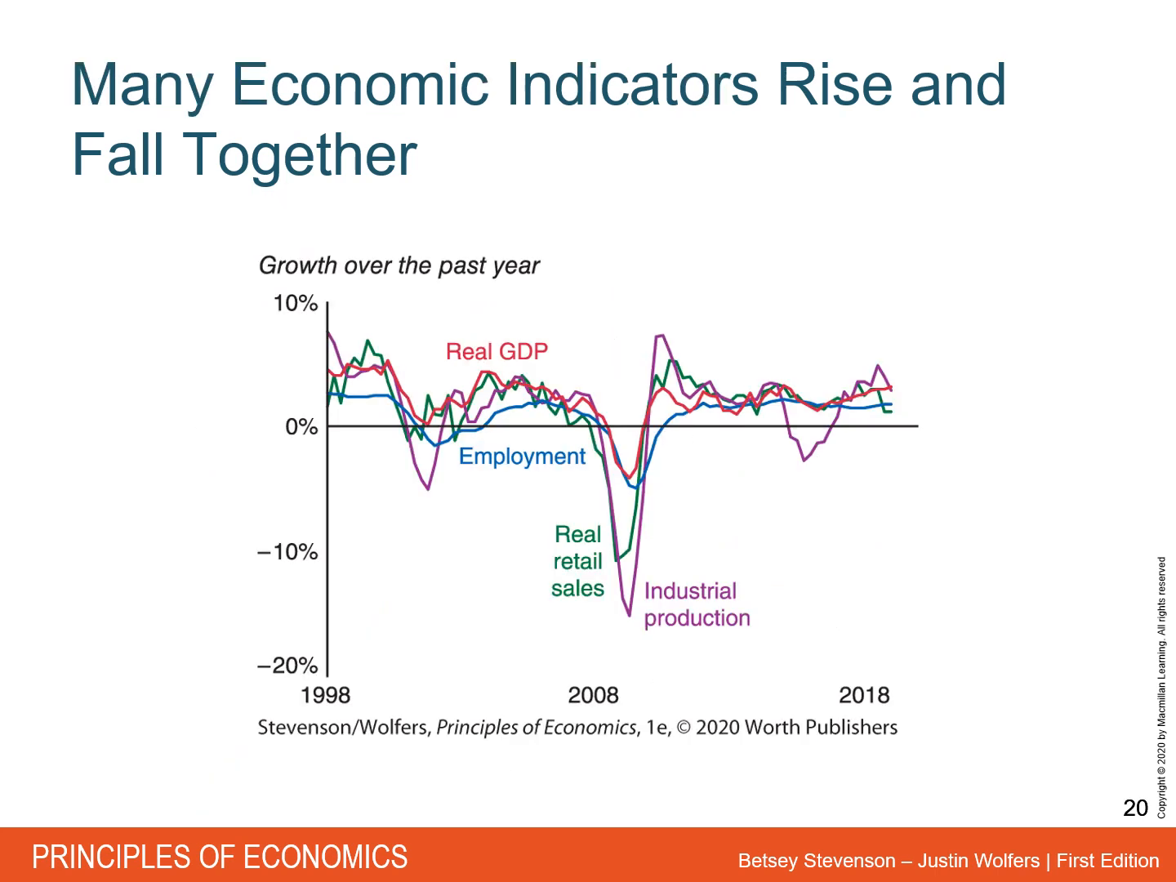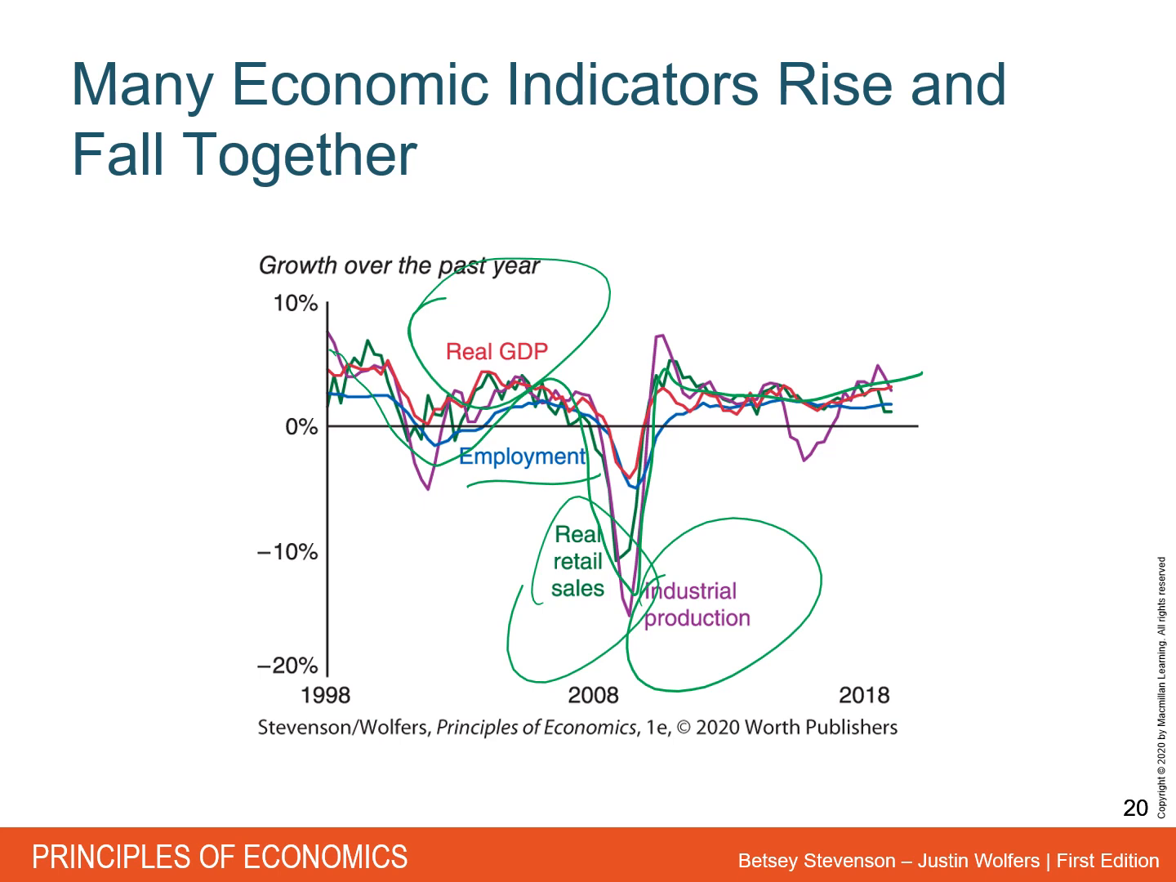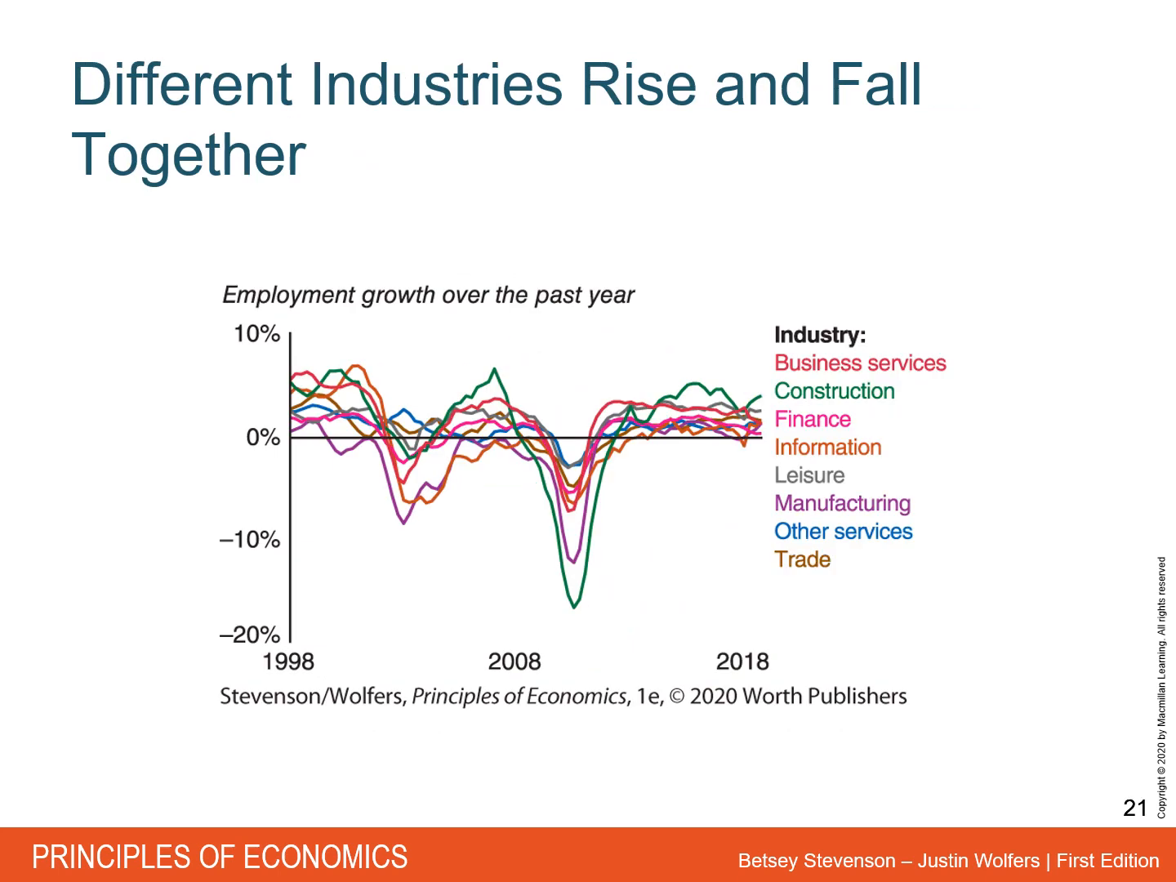Okay. All right, and then if you compare some of the measurements together, they are going hand in hand. So compare our real GDP, employment, retail sales, industrial production. You see how they all follow the same trend, right? So for most of the measurements in the economy, they all tend to follow the same trend. More measurements, so look at different industries. So business, construction, finance, information, leisure, trade, other services, again, they tend to follow the same trend as well.